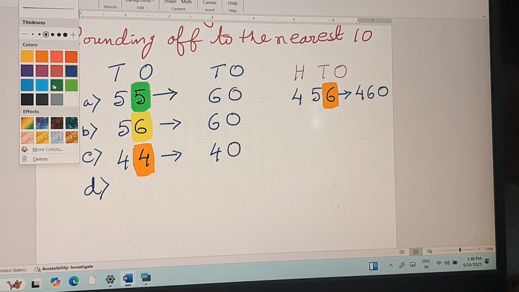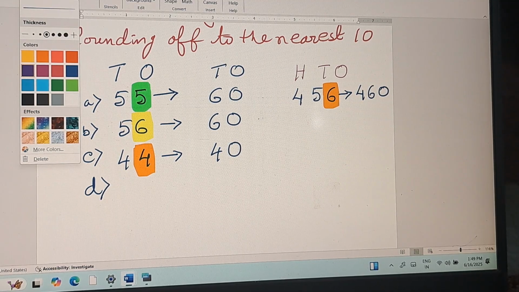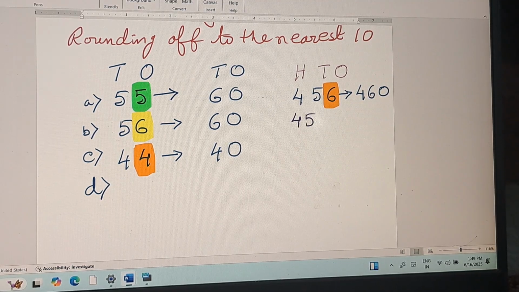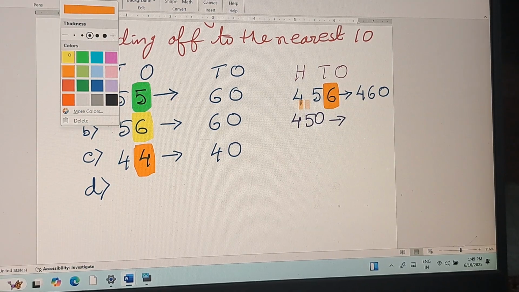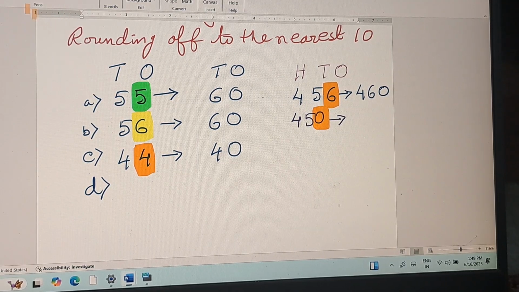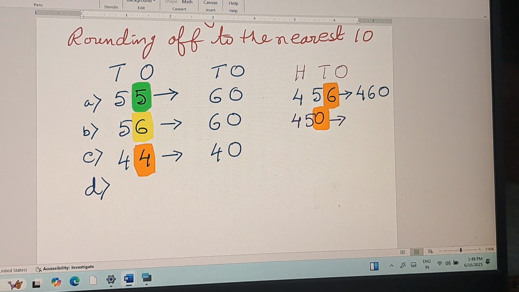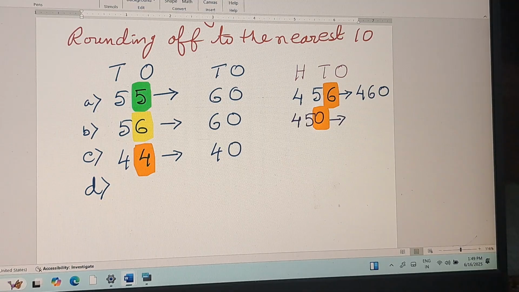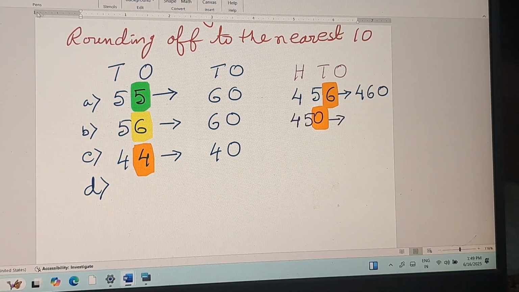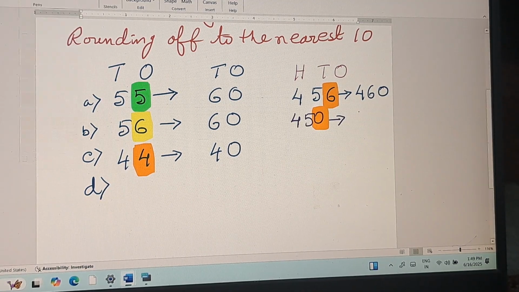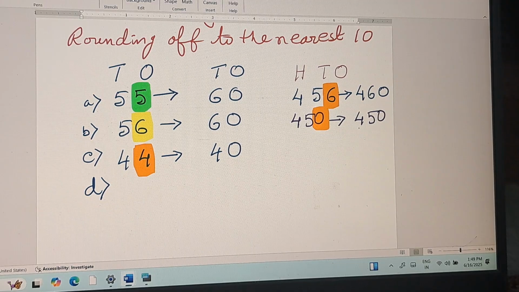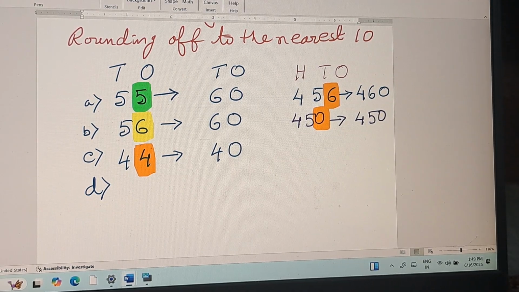One more example, let us take 450. So in ones place, what we can see, the value is 0. Since it is 0, we are doing rounding off to the nearest 10. The value will come to 450. It will remain as 450. There will be no change.